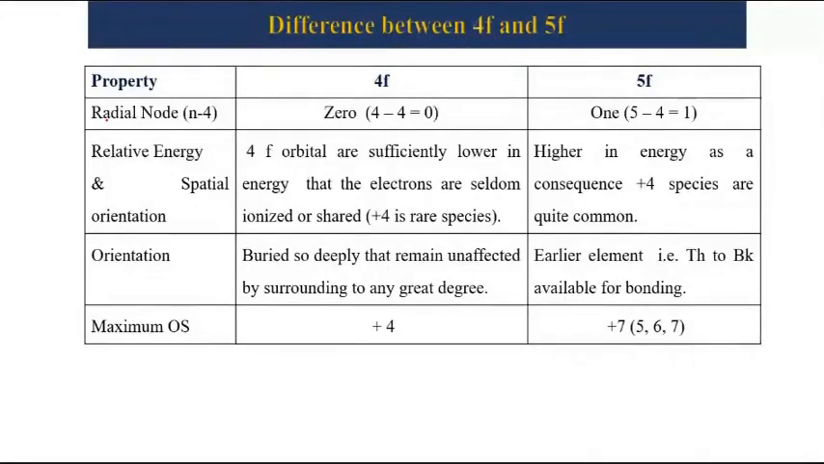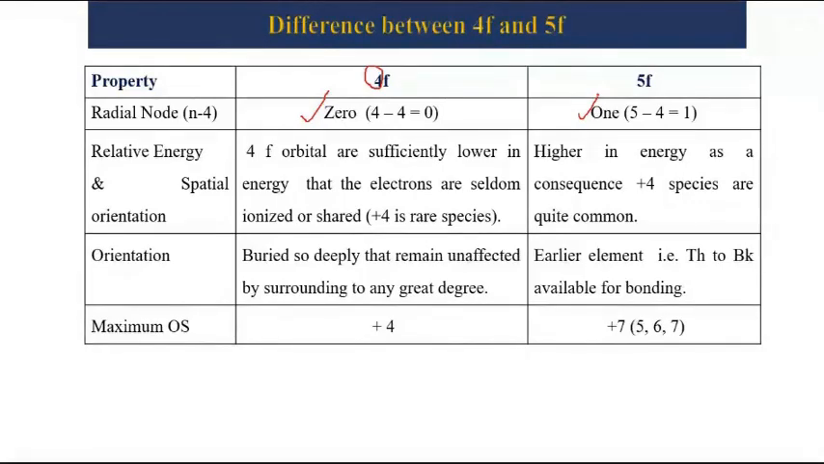To calculate the radial node, the formula is n minus 4, where n is the principal quantum number. It is n minus 3 that will be applied for d. Now see, what will we do in the case of 4f? Here the principal quantum number is 4, so 4 minus 4 is 0. So the number of radial nodes is 0 in the case of the 4f block. However, in the case of 5f, the number of radial nodes will be 1.